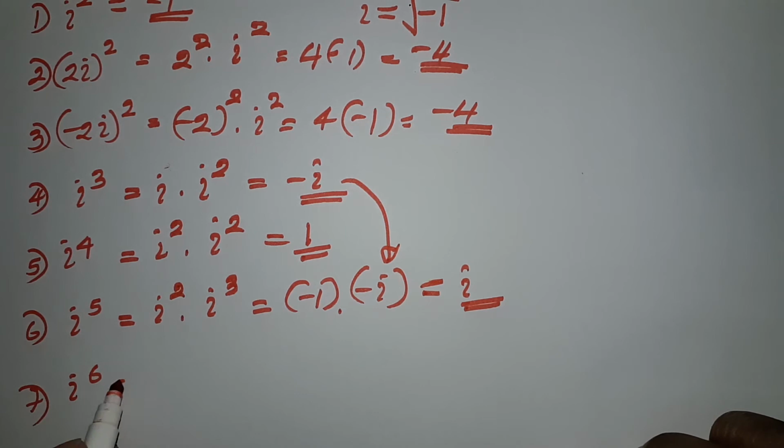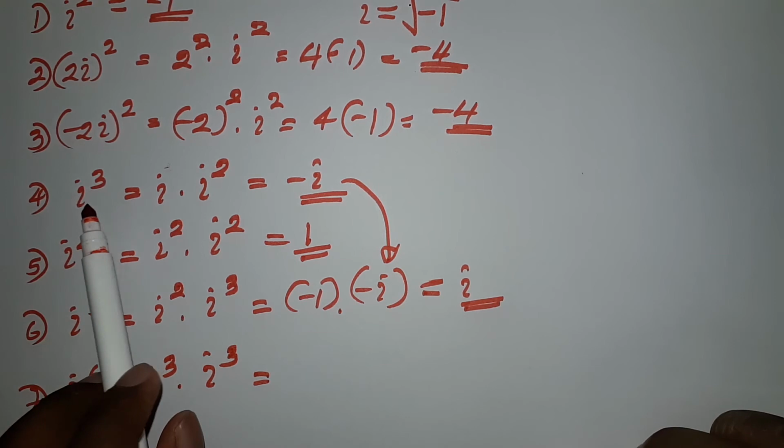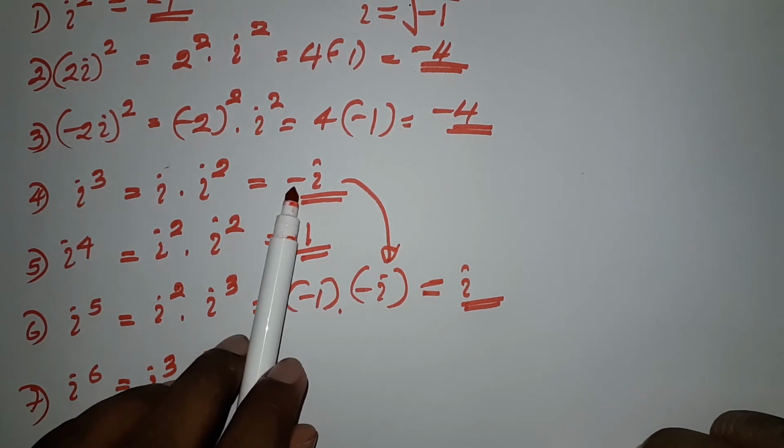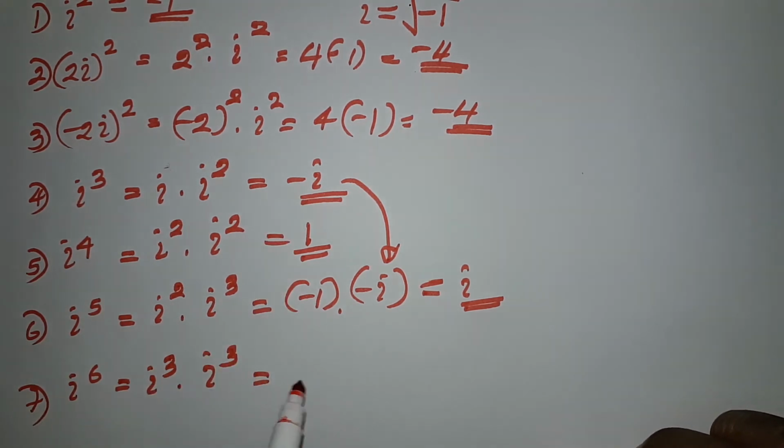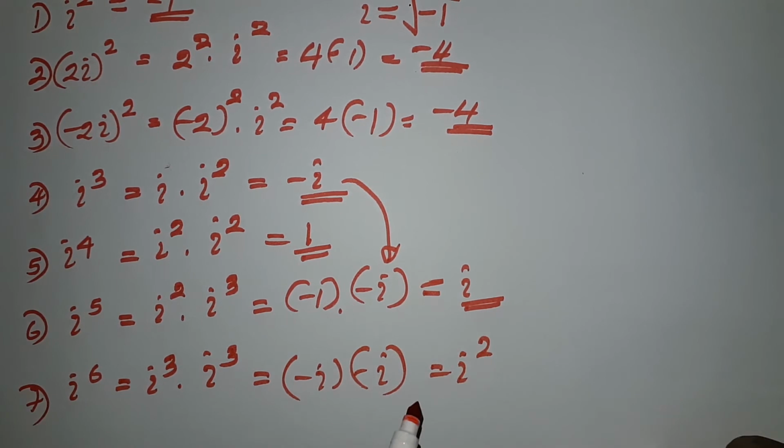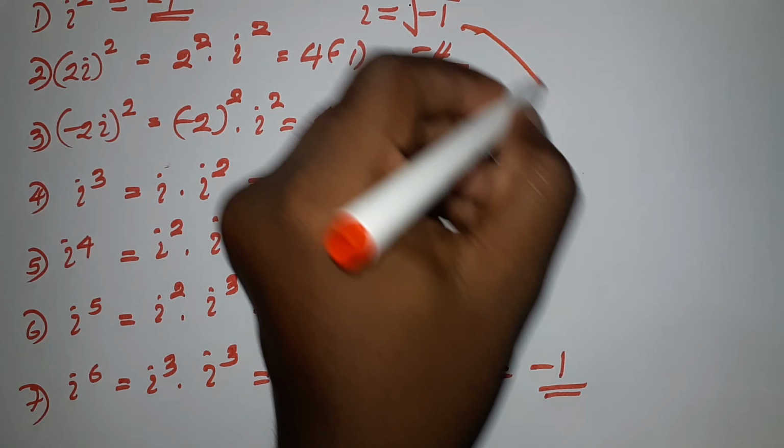i to the power of 6. i to the power of 3 into i to the power of 3 becomes i to the power of 6. And from the previous example, you know i to the power of 3 is -i. So -i into -i becomes i squared. This again becomes -1 from here.